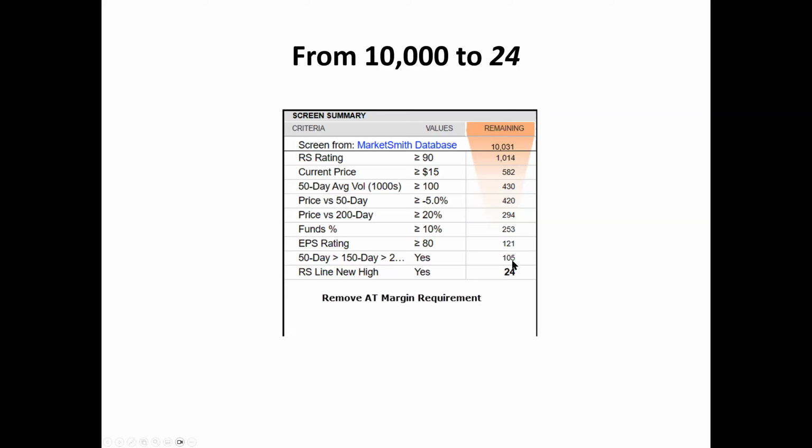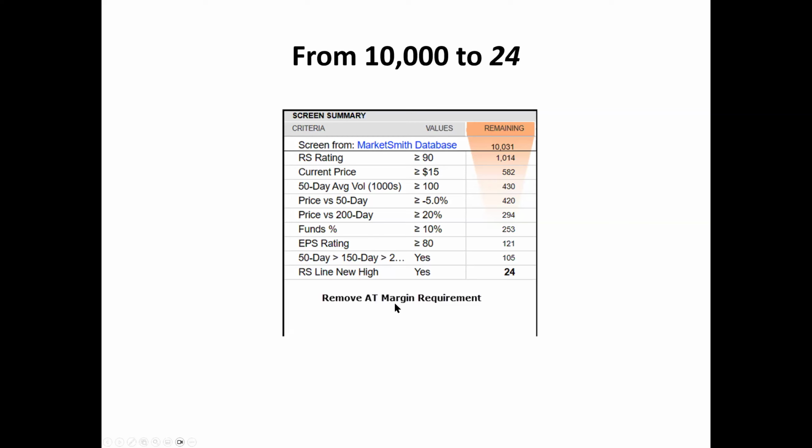All of these things take me down to 105 stocks out of 10,000. And then I'm looking for, okay, the relative strength line at a new high. Okay, that cuts 3/4 of them out. Relative strength line means that the stock is doing better relative to the rest of the market than it's done, at least in recent history. So you've got the relative strength rating above 90. So it's already killing 90% of all the stocks in this database. And now we want to see it making new highs.